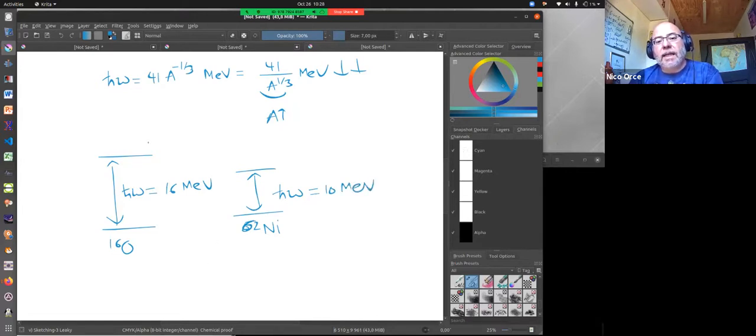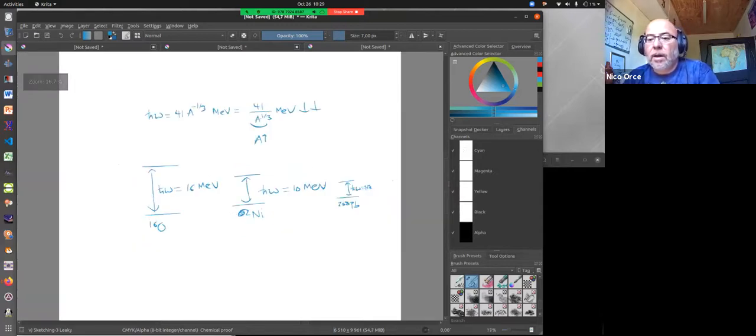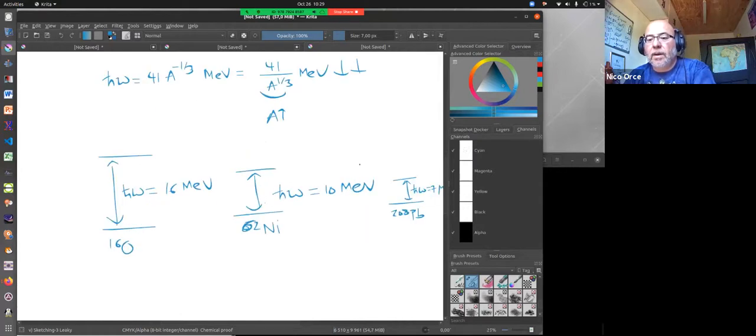So as you can see, the jumps become smaller and smaller as you keep going. We can go to, let's say, lead-208. This jump will become smaller. 41 divided by 208 to the 1/3 will be only 7 MeV. Right.